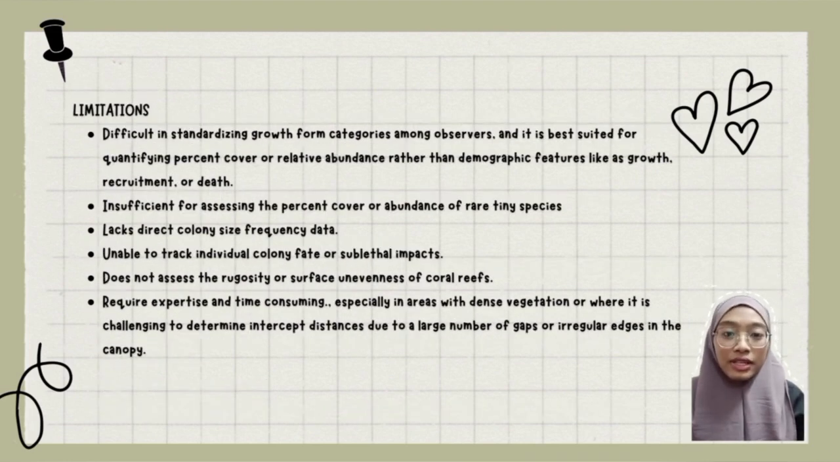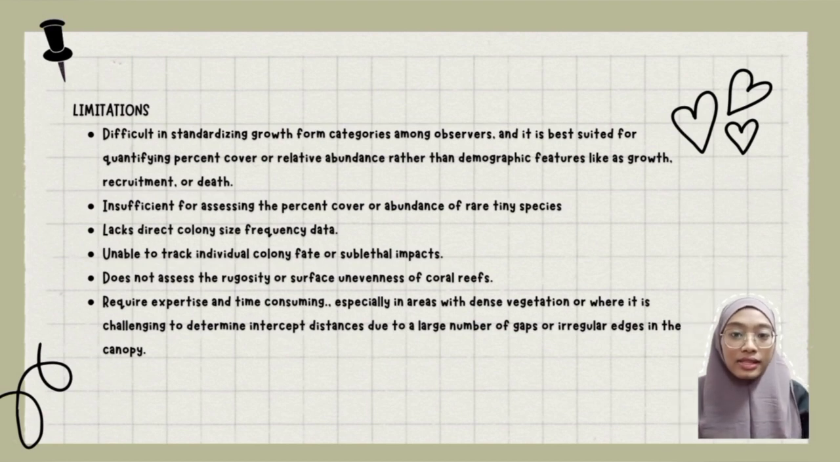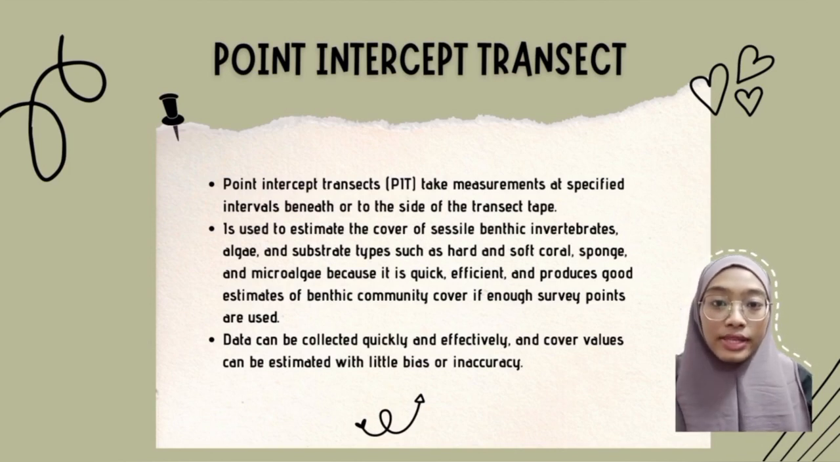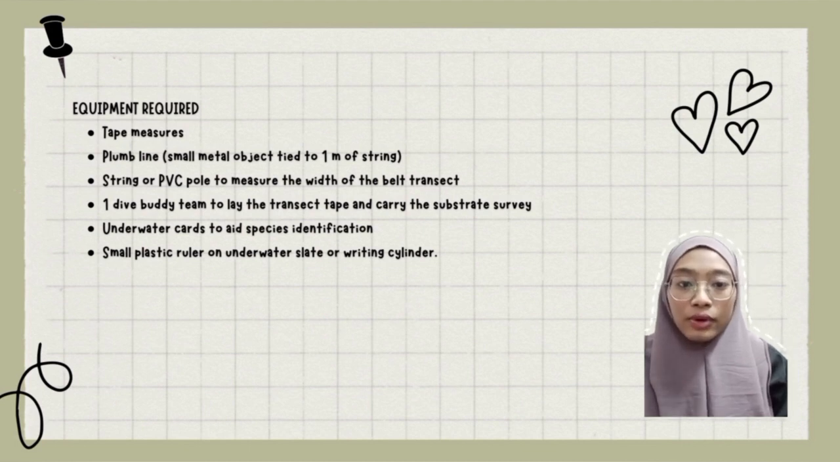Next, we have limitation of LIT. It's difficult to standardize growth form categories among observers, lack of direct colony size frequency data, and does not assess the rugosity or surface unevenness of reefs. Point intercept transects or PIT take measurements at specific intervals beneath or to the side of the transect line, used to estimate the cover of sessile benthic invertebrates, algae, and substrate types. The equipment required for PIT are tape measures, plumb line, string or PVC pole, underwater cast to aid species identification, small plastic ruler, and underwater slate.